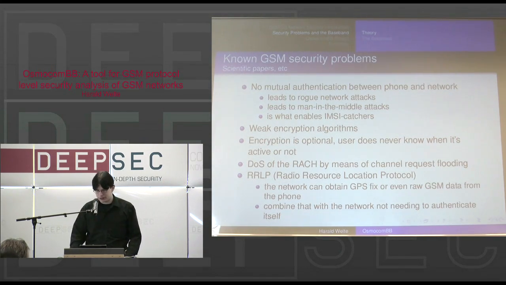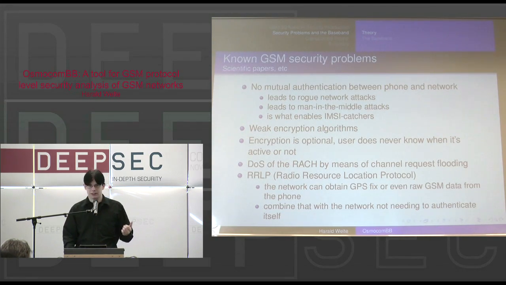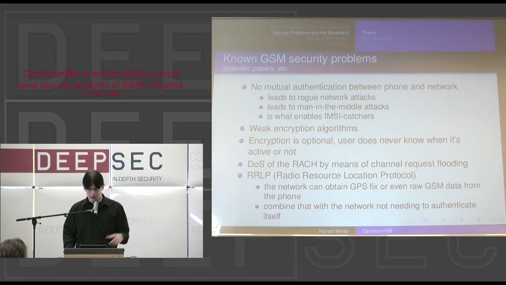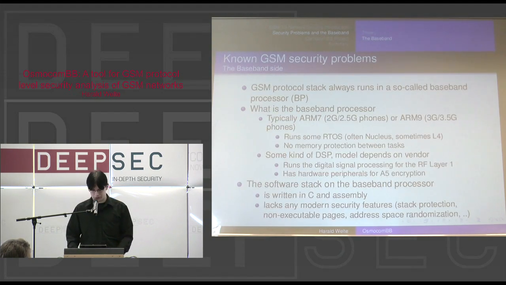Of course, there's a number of known problems of GSM. Just a very quick recap, right? We have no mutual authentication between the telephone and the network, so the telephone can never know whether it's connected to a real network or not, which leads to rogue network attacks, man-in-the-middle attacks, enables IMSI catchers. We have weak encryption algorithms. The encryption is optional to be even worse. We have denial of service on the random access channel, and we have strange protocols by which the network, which is not authenticated, can inquire the telephone about GPS coordinates. These are conceptual security and privacy and confidentiality problems in the specification. There are more. Sylvain Munaut has just presented yesterday about the IMSI detach attack and other things. But what I want to talk about now is not so much the conceptual problems. Of course, you can also experiment with them, but implementation problems, of course.